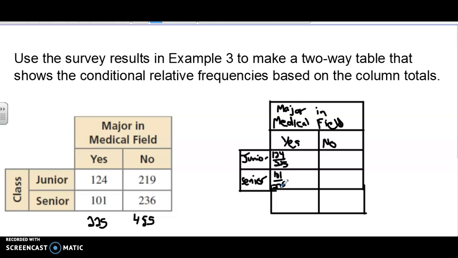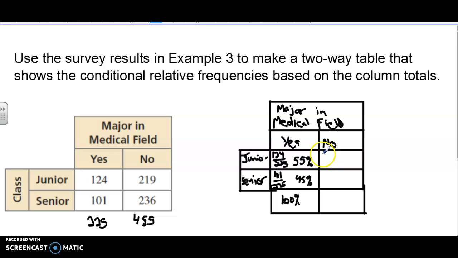So 124 divided by 225 is about 55%. And 101 divided by 225 should be 45%. So yes, it's about 45%. Your column totals now, and you don't have to include this, I just put this here so you can see, it should be 100% here, because that would be the column total.